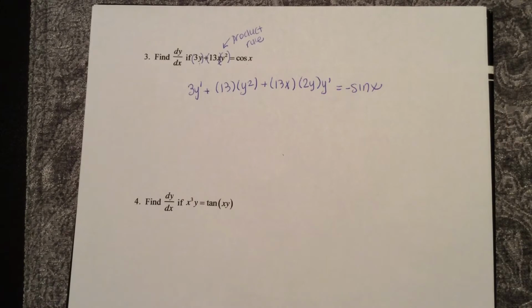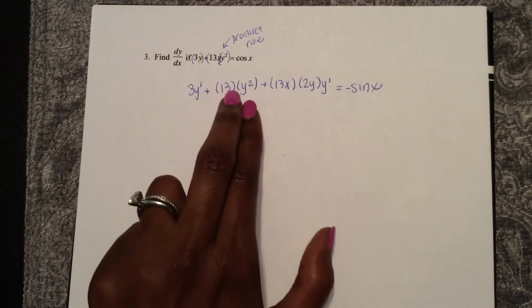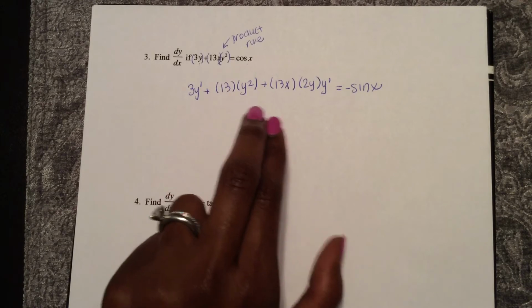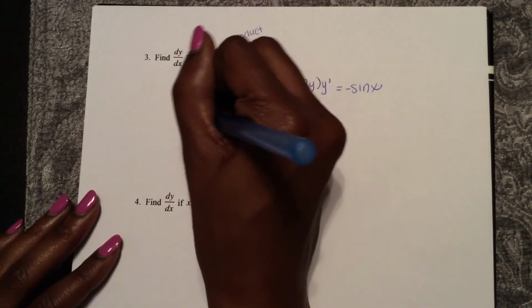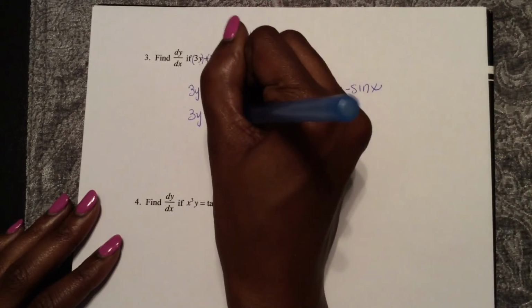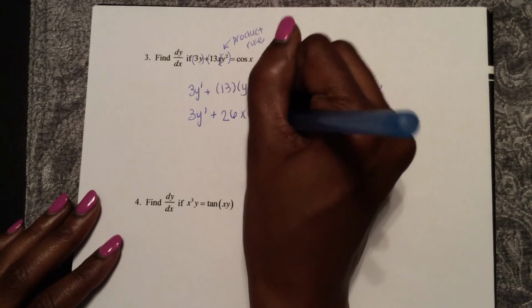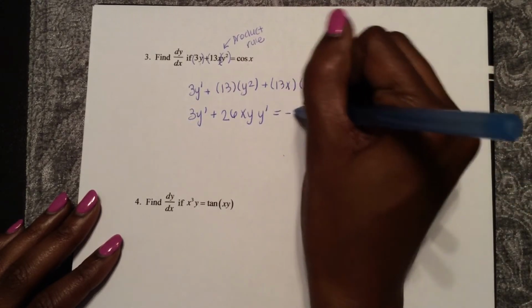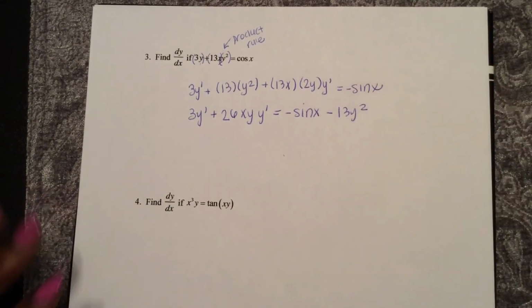So now we need to isolate y prime. The first thing I see is that this term here is the only term that does not have a y prime. So I'm going to move that over to this side. So I have 3y prime plus this becomes 26xy y prime equals negative sine x minus 13y squared.